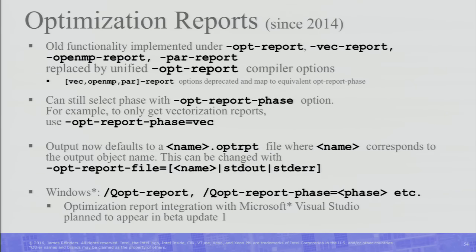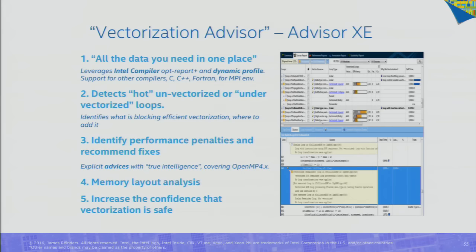It's a moving target. And there's lots of vector reports. And I love poring through these, if I'm trying to figure out why something didn't vectorize, but if you like GUIs, the Vector Advisor is a great way to go as well. And it does a very similar thing using the vector reports with a little bit of augmentation.